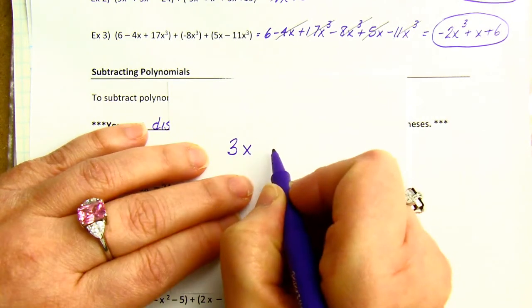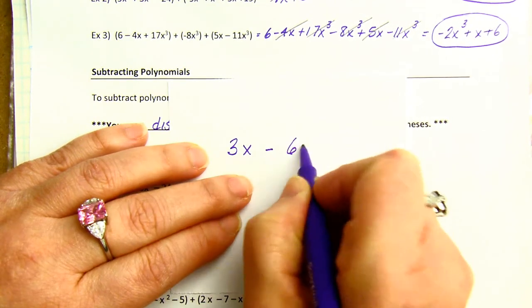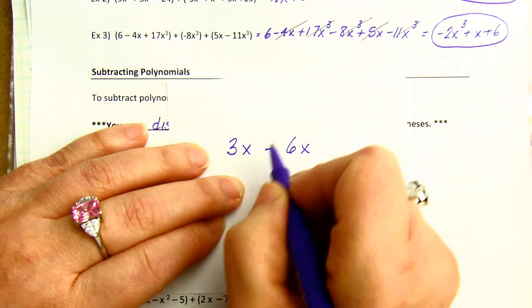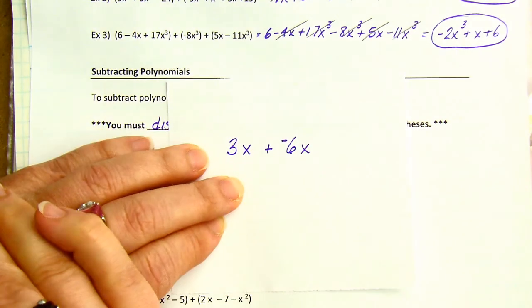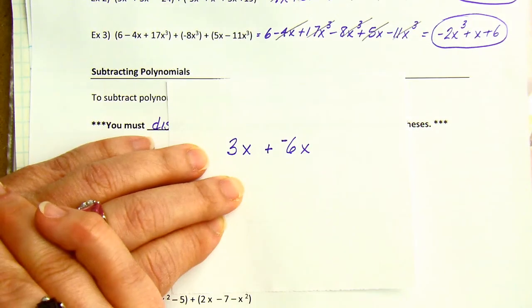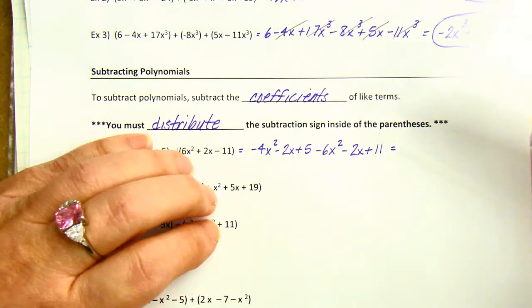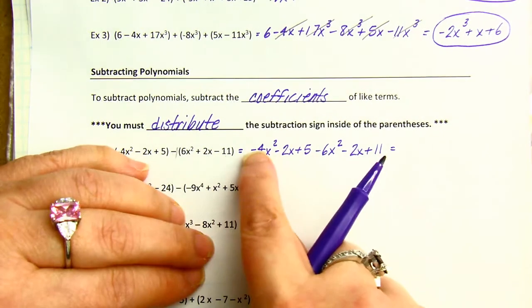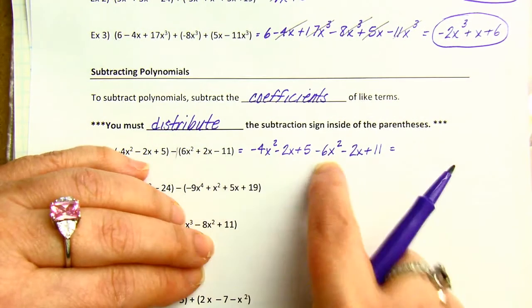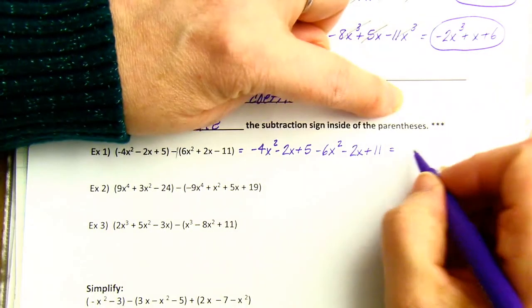3x subtract 6x was the same as 3x add negative 6x, right? So you can think of it that way. That's how I like to think of it. Negative 4x squared add negative 6x squared, that's a negative 10x squared.